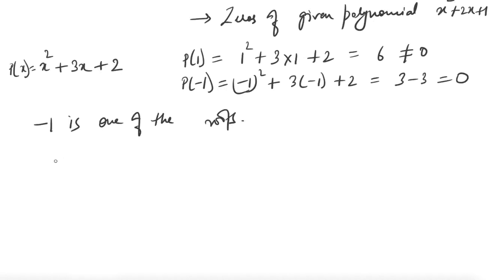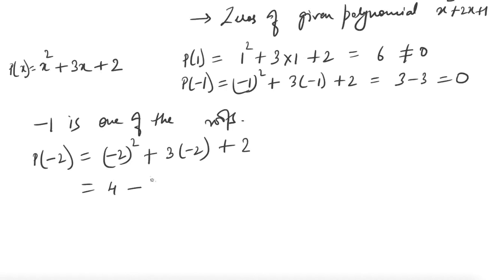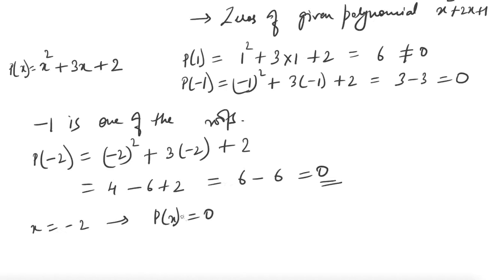Now let me see for p of minus 2. So I get minus 2 whole square plus 3 into minus 2 plus 2. This is equal to 4 minus 6 plus 2, which is again equal to 6 minus 6, which is equal to 0. Oh my god. So at x equals minus 2 also, p of x is becoming equal to 0. Hence, minus 2 is also the root of given equation.